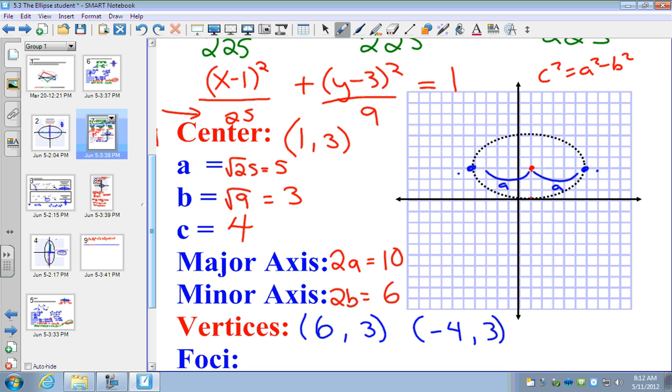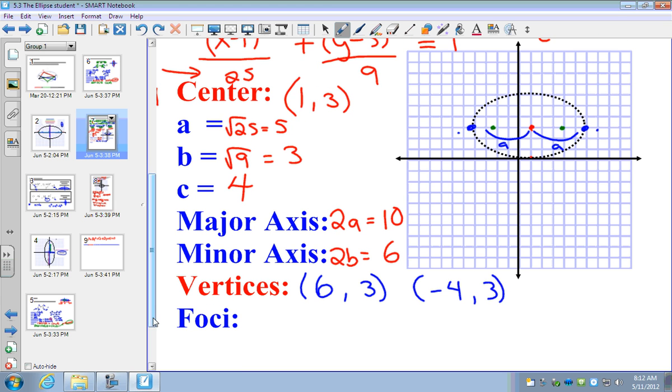Let's think about my foci. My foci are going to be somewhere in here. Again, they are along the same line as my center, but they are c length away. So I go from my center at 1, I add c to get 5, so 1 plus 4 is 5, and then 1 minus 4, which is negative 3. There we go. I could also find those other points as well, but they didn't ask us to do that.